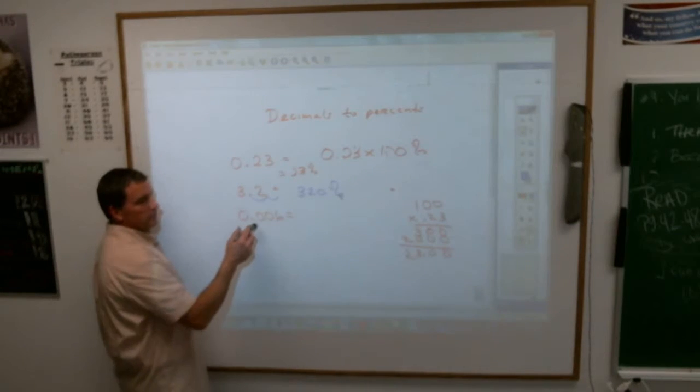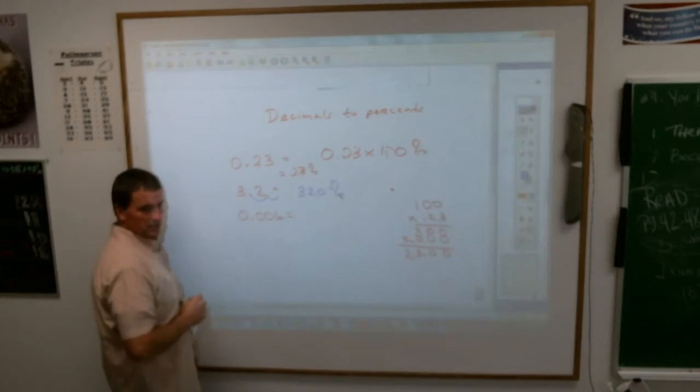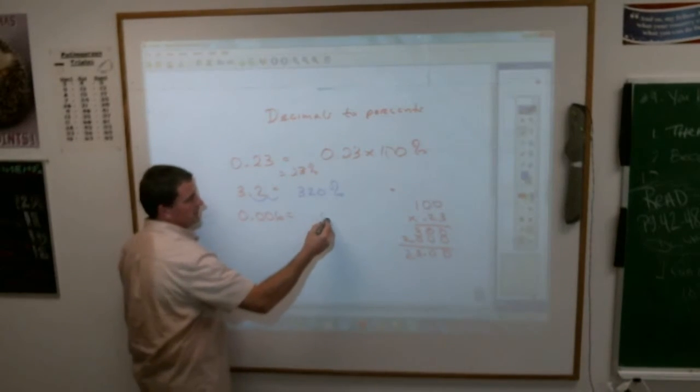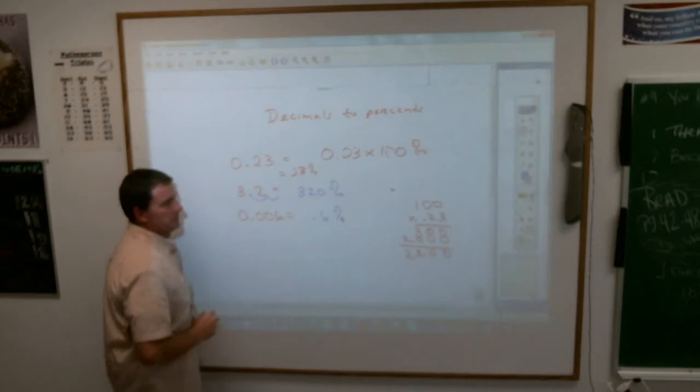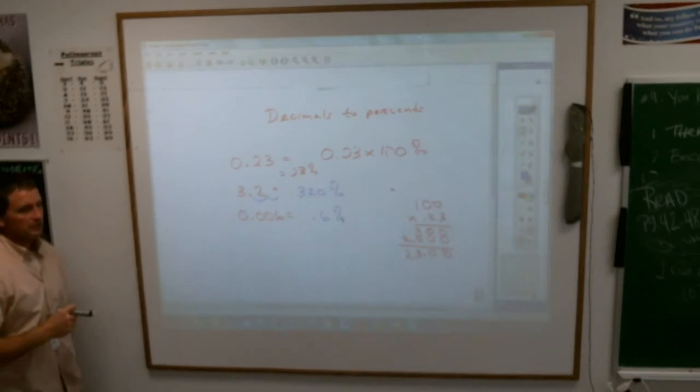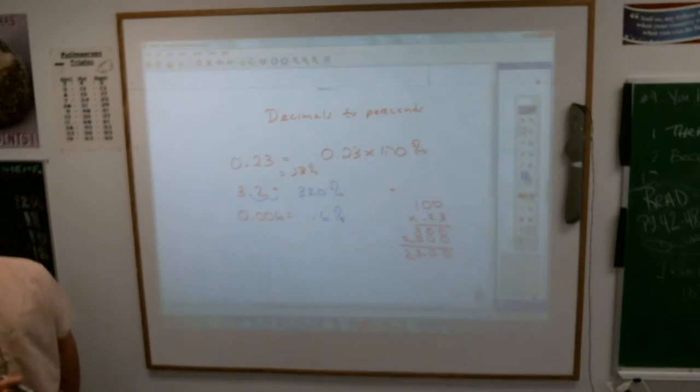If I move the decimal over 2 places here at 0.006, it ends up being, David? 0.6%. Which is very, very little. You know, how about this? If the state tax was 0.6%, how much money would you have to give the government for every $100? 6 cents. 6 cents.